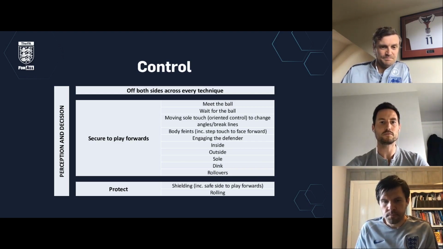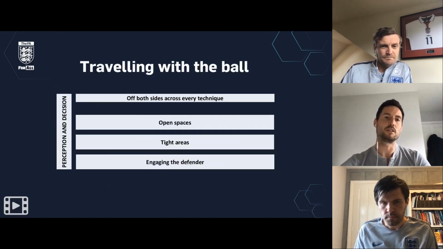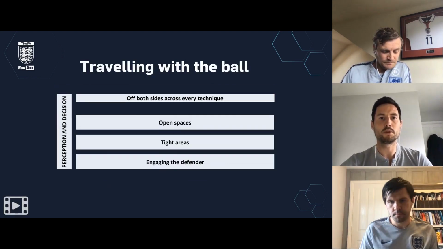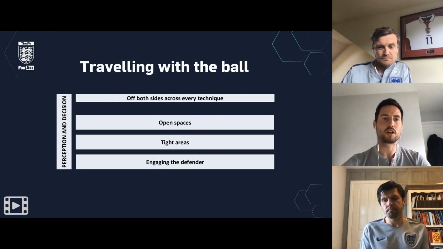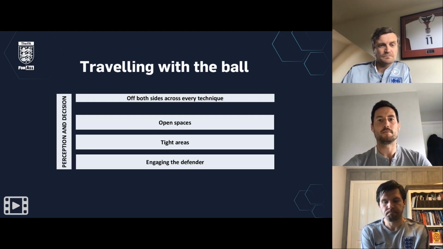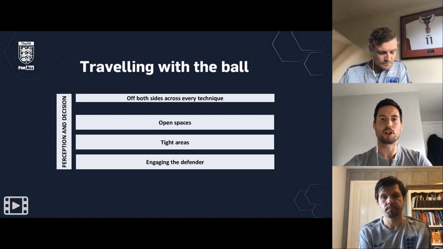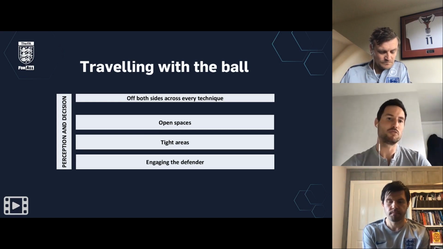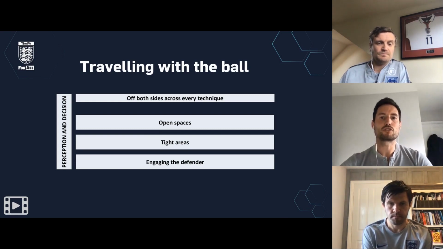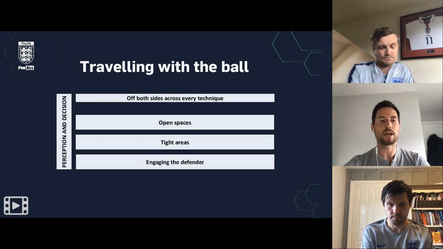Yeah, brilliant, good stuff. So the final technique that we're going to look at is travelling with the ball. Again, playing off both sides, the importance of perception and decision are always going to be there. But in terms of the technique, for this one, we've broken it down, starting with open spaces. So typically running with the ball. Now, we've called it travelling with the ball as a technique, so it can encompass running with the ball and dribbling.